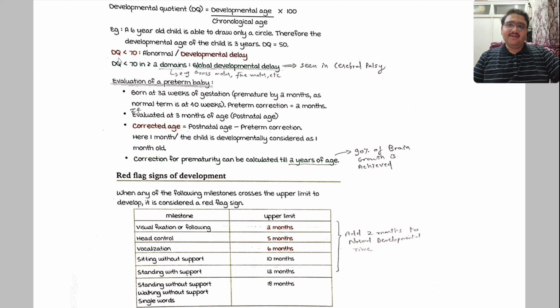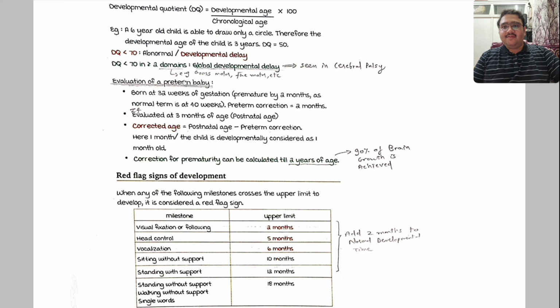If developmental quotient is less than 70, it is abnormal, or you can say it is developmental delay. If developmental quotient is less than 70 in two or more domains like gross motor, fine motor, etc., it is known as global developmental delay. It is seen in cerebral palsy.